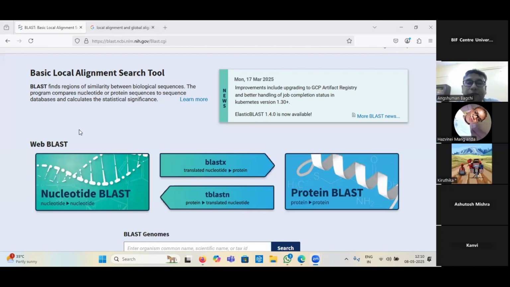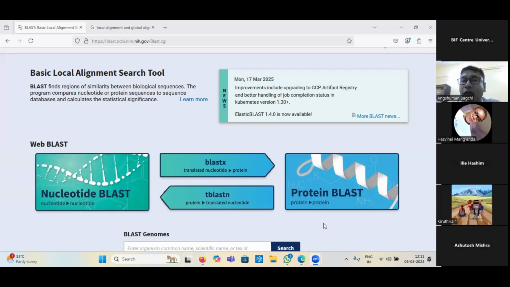BLAST means it is a sequence alignment tool. It is a tool with which you align two sequences. I will show you. If you have a nucleotide sequence, you should use this nucleotide BLAST, where your query is the nucleotide only. If you have the amino acid sequence of a protein, you have to use the protein BLAST. That means your query will be the amino acid sequence of the protein.